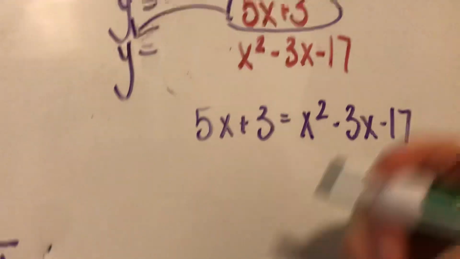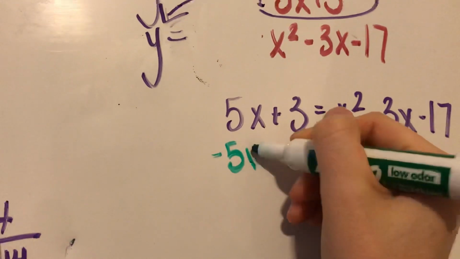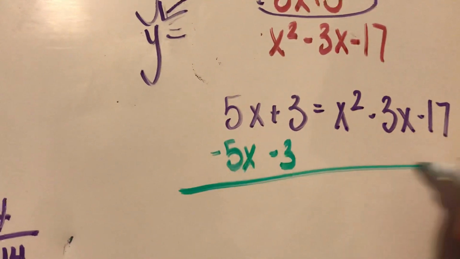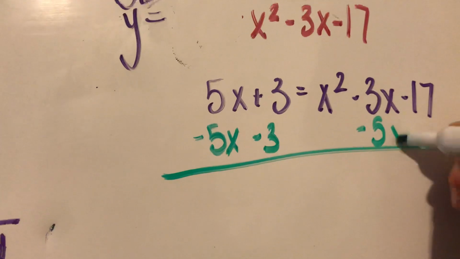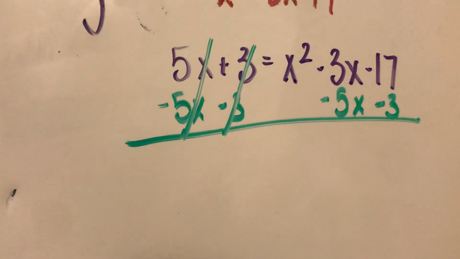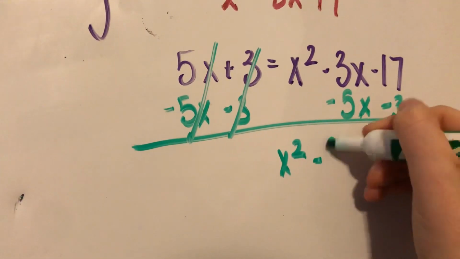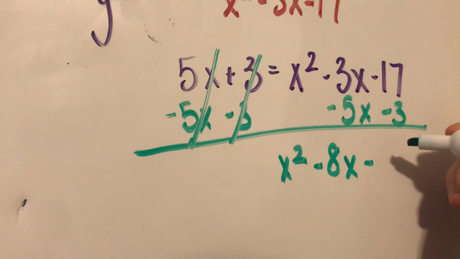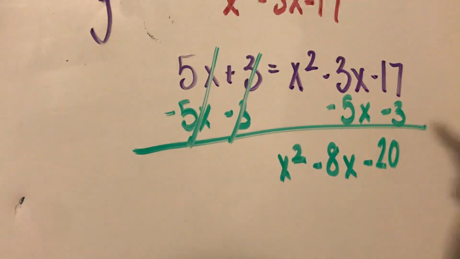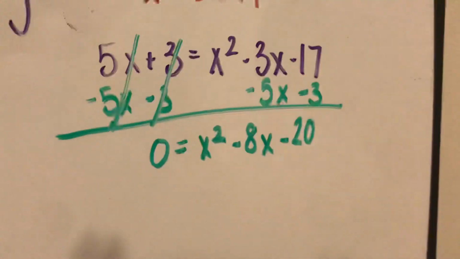Oh Maya, you're absolutely right. I need to isolate my quadratic. I need to set everything equal to 0. So I'm going to perform my inverse operations to move all my values to one side. And then I'm going to combine like terms. x squared minus 8x minus 20. And look, we have it equal to 0.